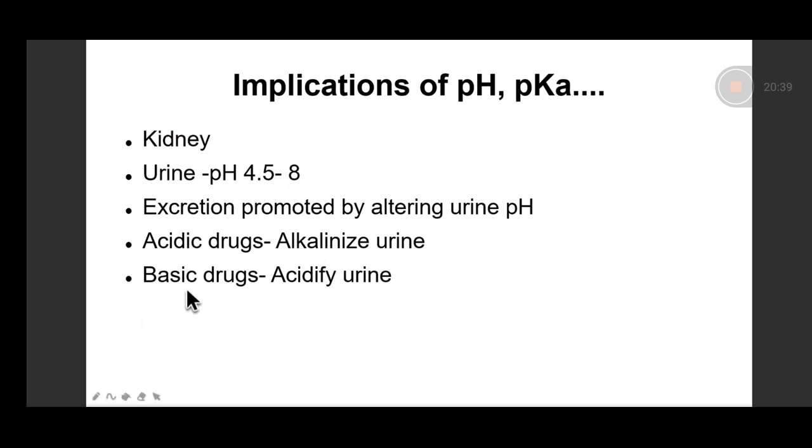Now, basic drugs include drugs like codeine, amphetamine, etc. We could acidify urine using ammonium chloride, but this is not preferred because giving an agent which causes acidification of urine would also cause systemic acidosis, which can promote cardiac problems, rhabdomyolysis, etc. So acidification of urine is really not preferred. Other ways are used to help promote excretion of basic drugs.